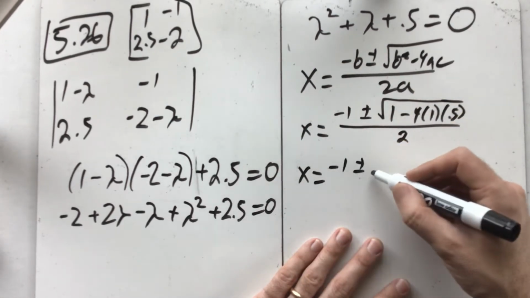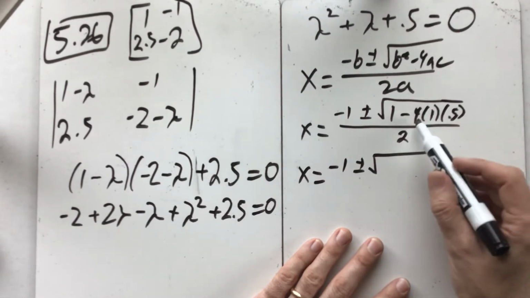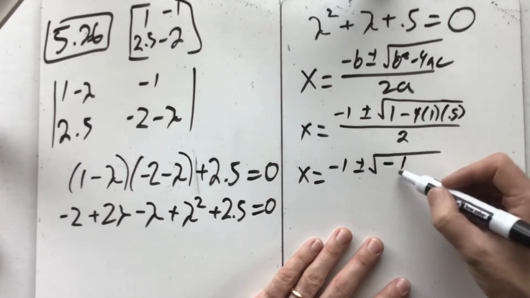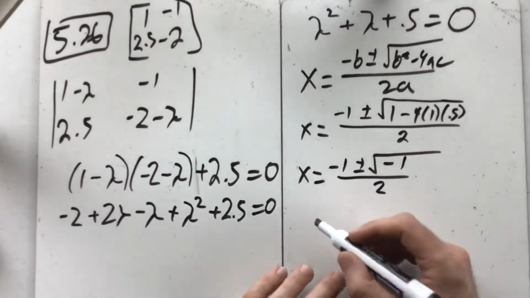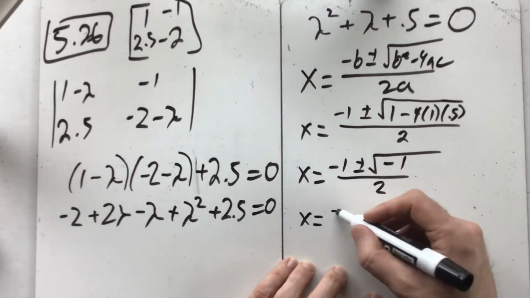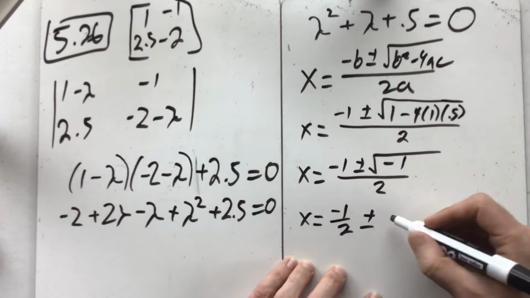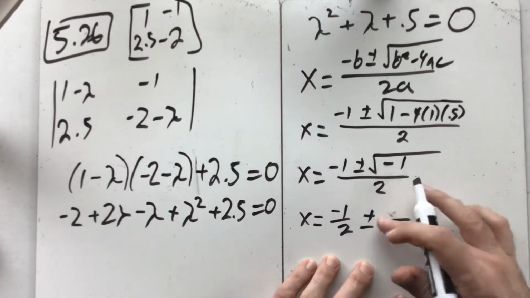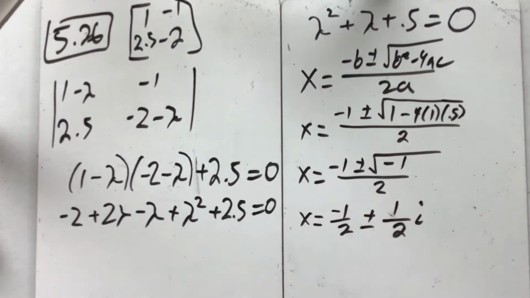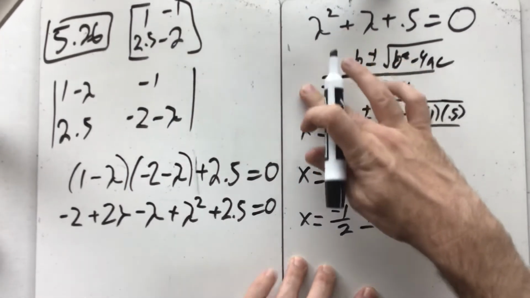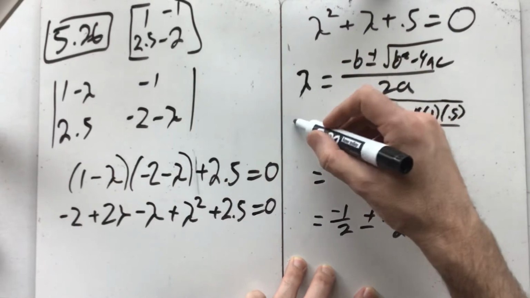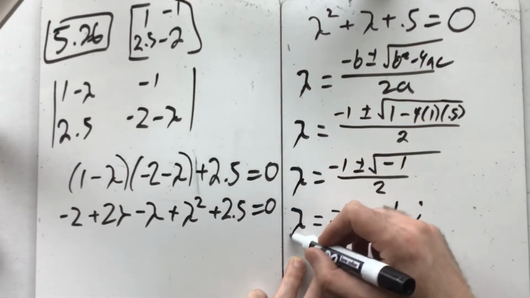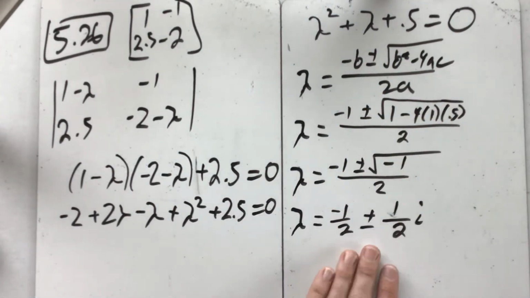And that looks like we've got negative 1 plus or minus the square root of negative 1, all over 2. And so it looks to me like I've got negative 1/2 plus or minus i over 2, or how about plus or minus 1/2 i. So these are my lambdas. Oh, I should have written lambdas instead of x's. When you sing the song, you sing it with an x, and so it's tempting to always write the same thing. So I believe these are my eigenvalues: negative 1/2 plus or minus 1/2 i.